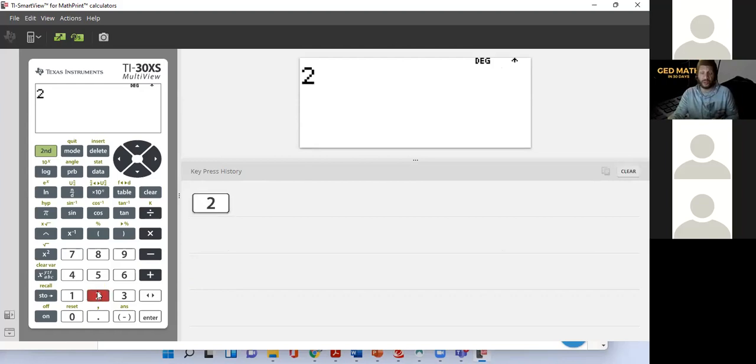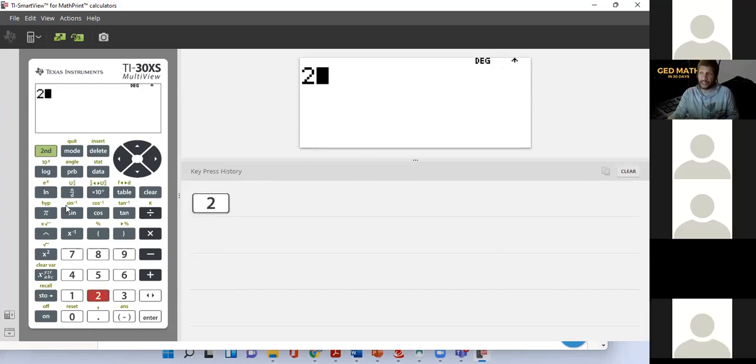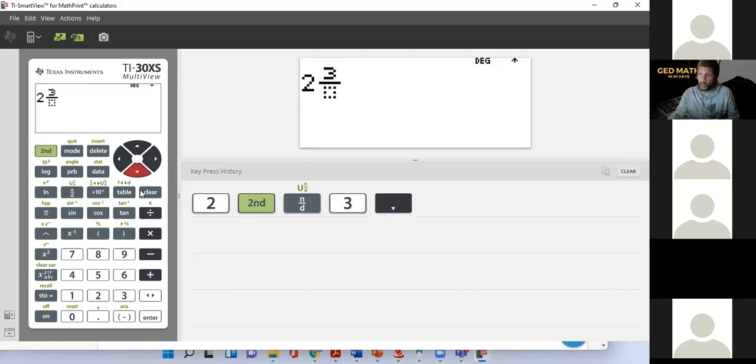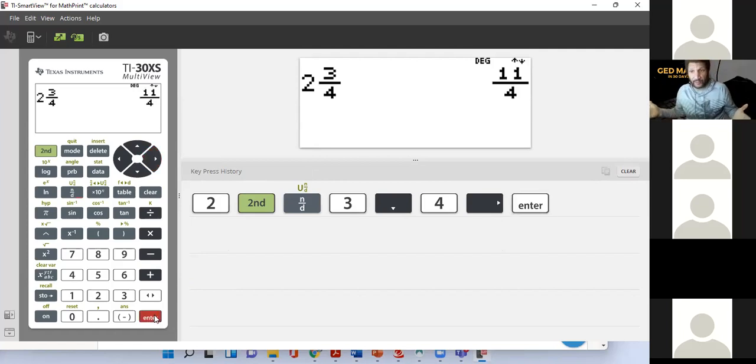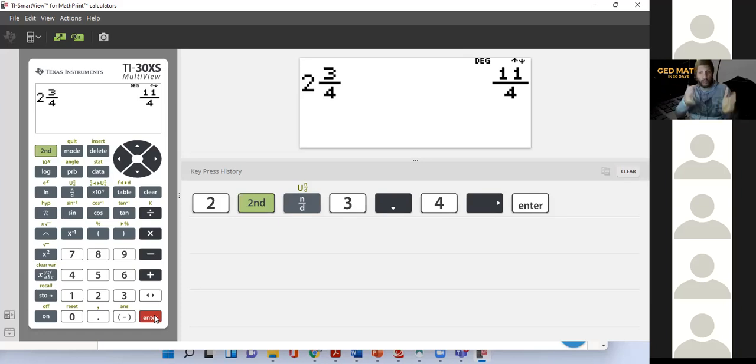So you're going to press the 2. You're going to hit second. You're going to hit ND. Why? Because in green, there goes your mixed number. Then you can put a whole number and a proper fraction. So then you can press enter. And if you notice, it will automatically change to an improper fraction. 4 times 2 is 8, plus 3 is 11. So you can practice. Now, how do you do it the other way?